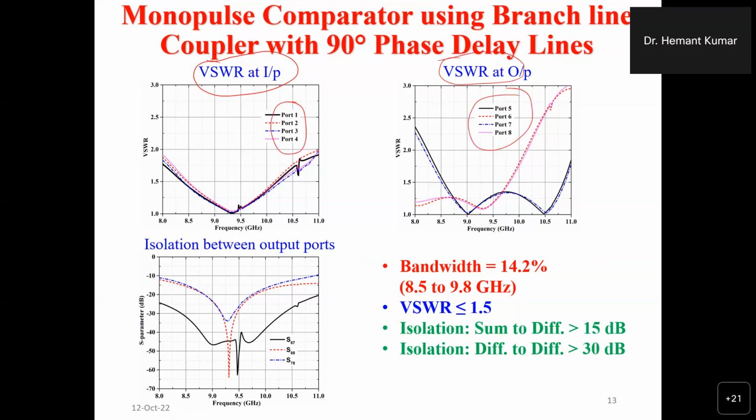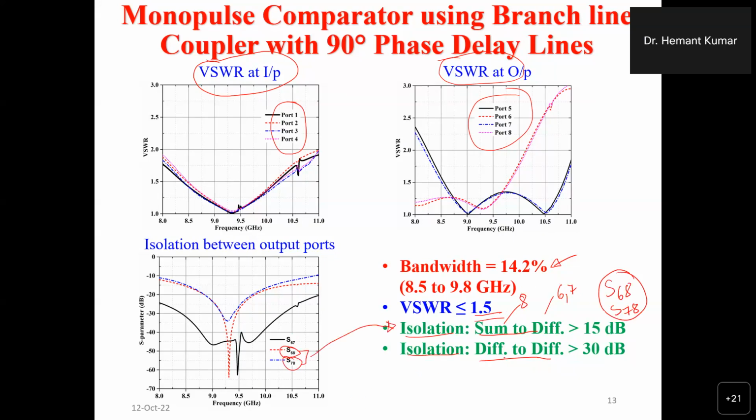And if we see, the bandwidth that we obtained for VSWR less than 1.5 is 14%. And the isolation between the sum to difference and difference to difference: sum port to the difference port. Sum port is port 8 and difference ports are 6 and 7. So basically S68 or S78, this is the isolation. You can see from here, S68 and S78, these two are the isolation sum to difference.